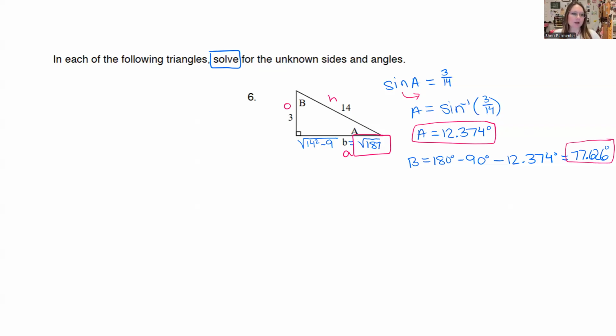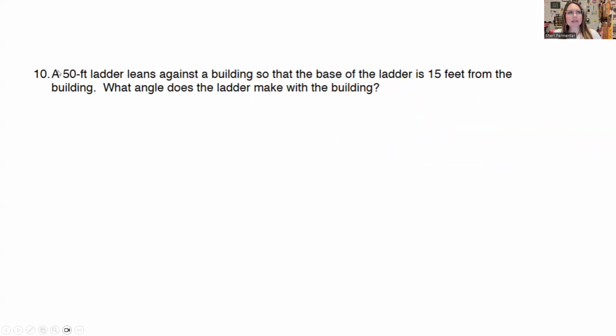We got 2 more problems that we're going to do together to kind of help remind us of trig stuff. Next is question number 10. Question number 10 says a 50-foot ladder leans against a building so that the base of the ladder is 15 feet from the building. What angle does the ladder make with the building?